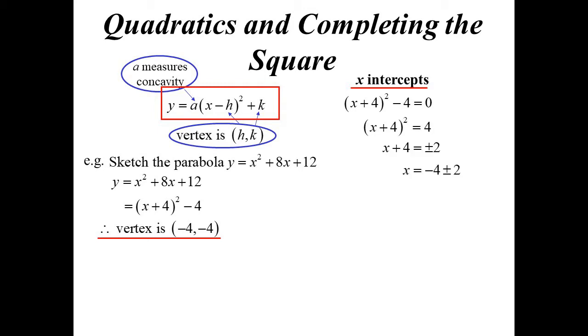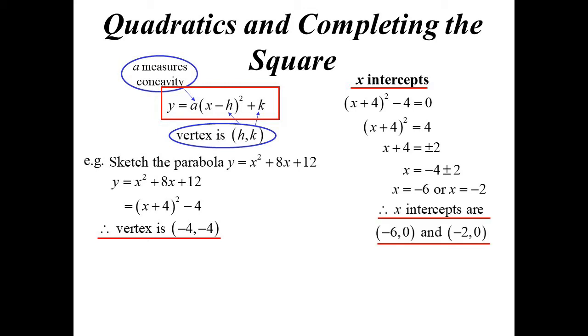For the x-intercepts, seeing I've got it in completing the square form, I can use it that way as well. So I'll go (x plus 4) squared minus 4 equals 0, because x-intercepts are when y equals 0. So (x plus 4) squared is 4. So x plus 4 is plus or minus 2, which gets us the 2 x-intercepts.